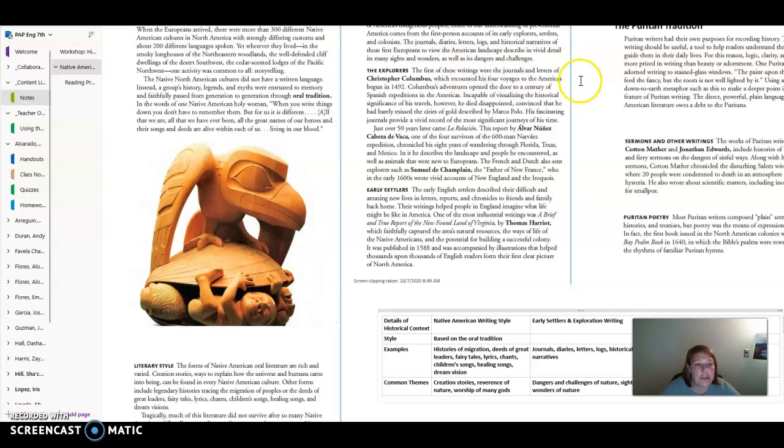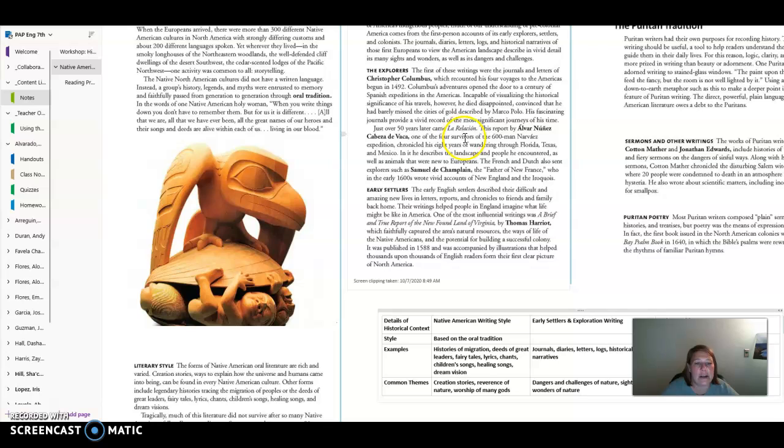The first of these writings were the journals and letters of Christopher Columbus, which recounted his 4 voyages to the Americas begun in 1492. Columbus's adventures opened the door to a century of Spanish expeditions in the Americas. Incapable of visualizing the historical significance of his travels, however, he died disappointed, convinced that he had barely missed the cities of gold described by Marco Polo. His fascinating journals provide a vivid record of the most significant journeys of his time.